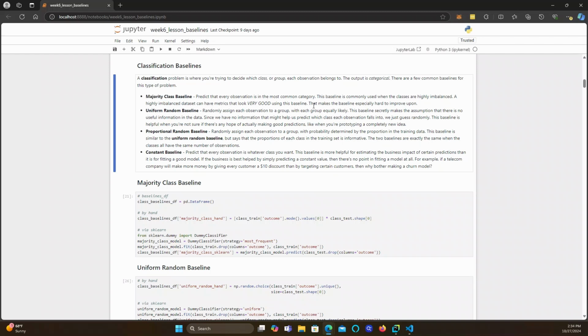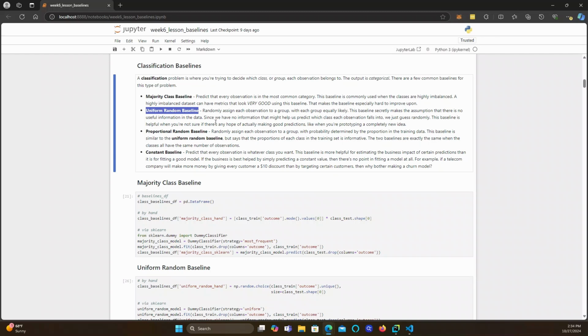The next common baseline is the uniform random baseline. So in this case, we'll randomly assign each observation to a group, with each group being equally likely. Okay, this baseline makes the assumption that there is no useful information in the data. And since we have no information that might help us predict which class each observation falls into, we're just going to guess randomly. And this baseline is helpful when you're really not sure if there's any hope of actually making good predictions, like when you're prototyping a completely new idea.